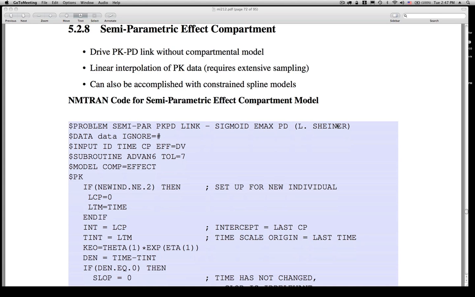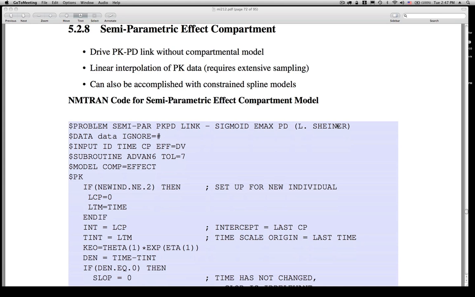Now here's another strategy you might take, and somebody asked the question earlier about what happens in the case where the PK model doesn't describe the PK data well. You're missing Cmax, or you're having some sort of problem describing the data. Well, if you have extensively sampled data throughout the time course of the response you're modeling, you could do something like this called a semi-parametric effect compartment, where we're going to drive the PK/PD link without a compartmental PK model.